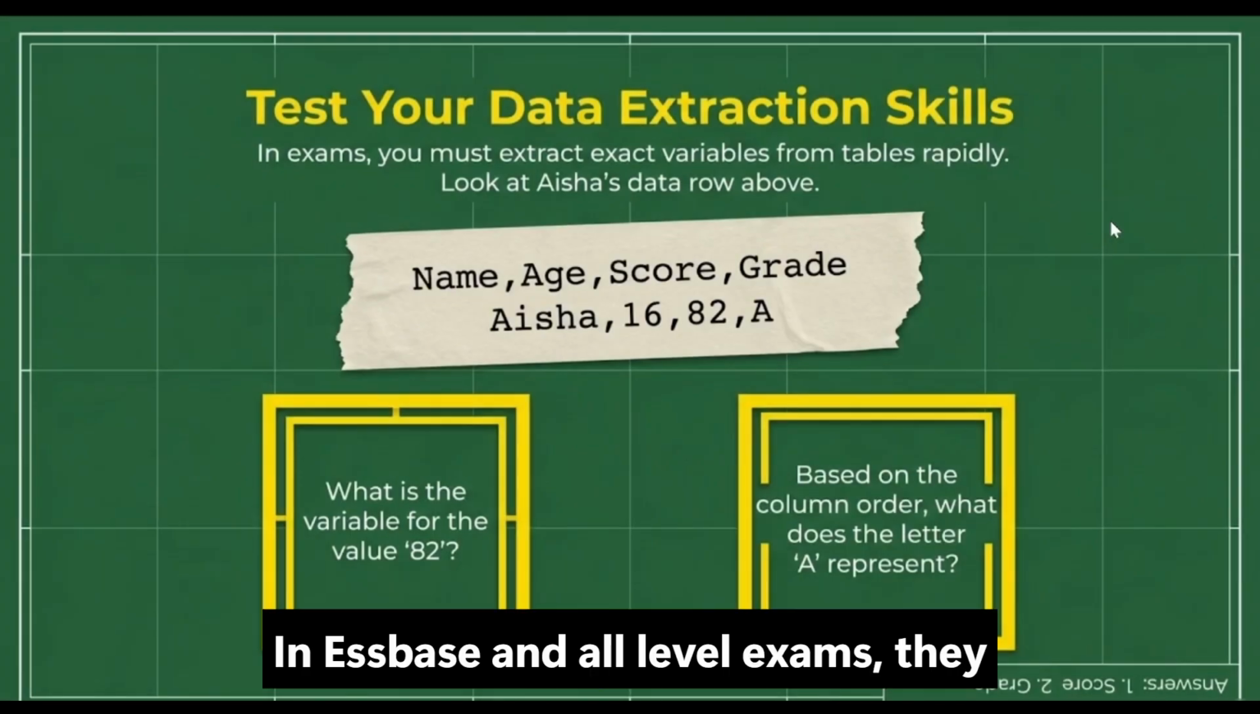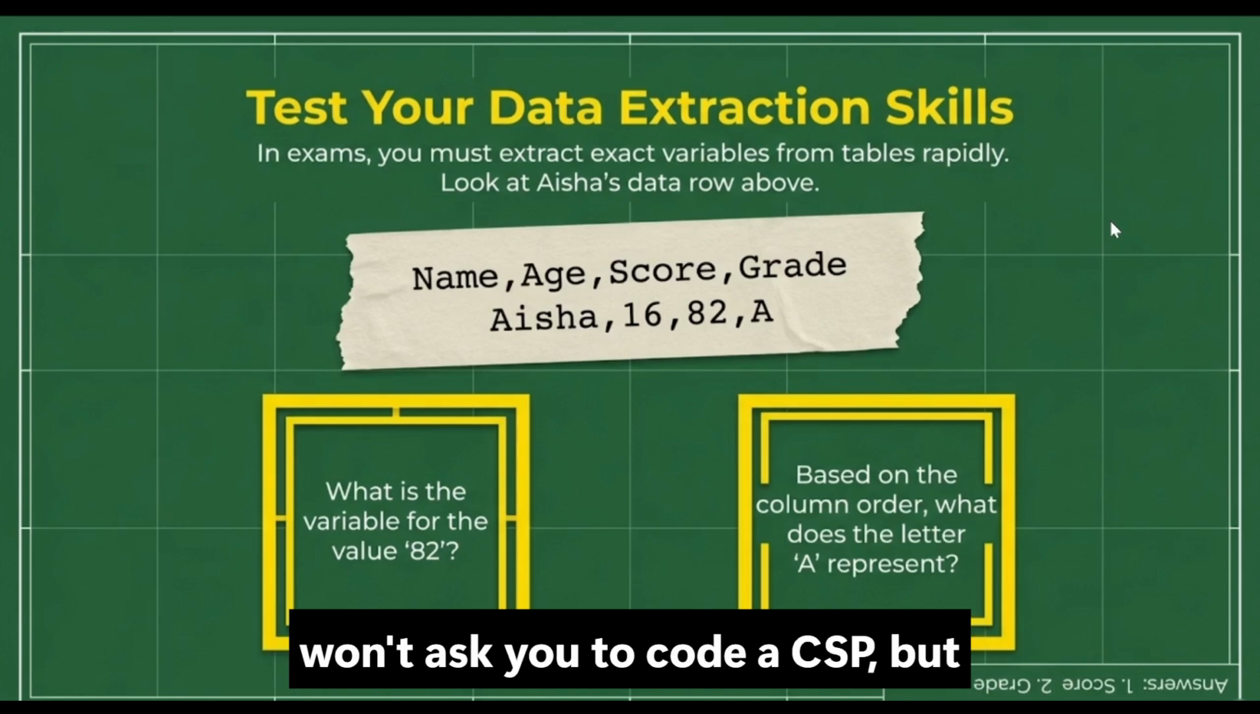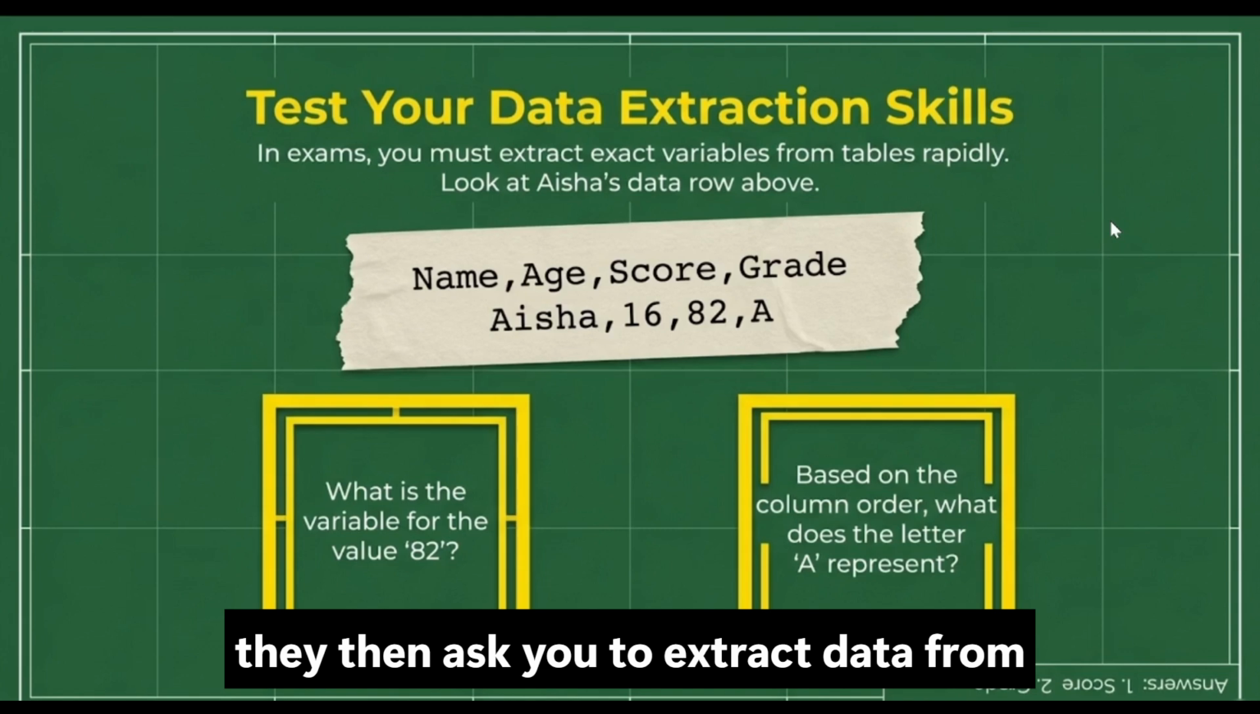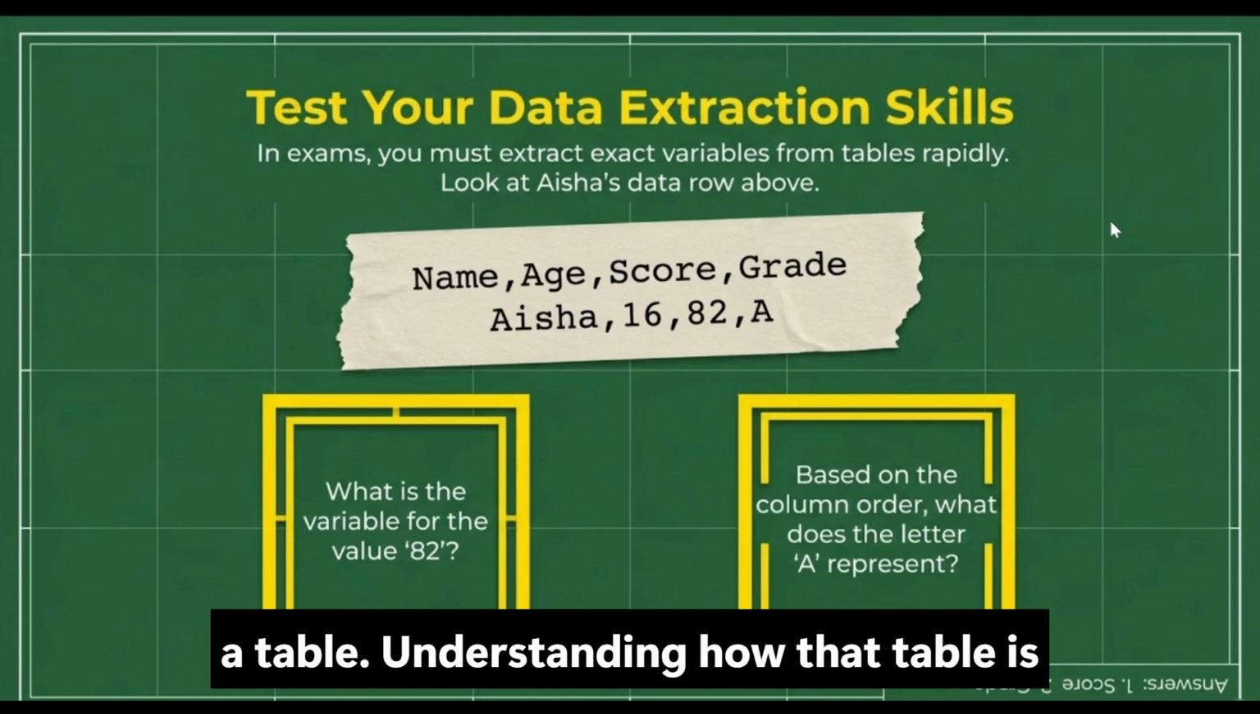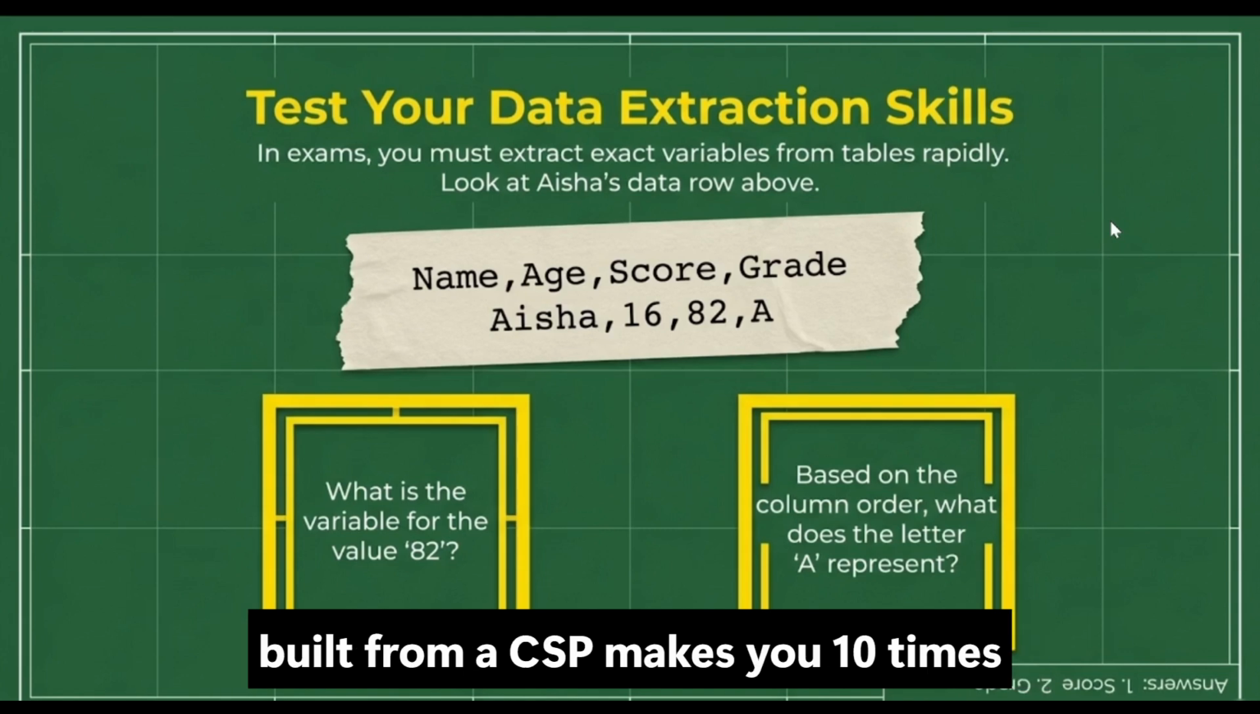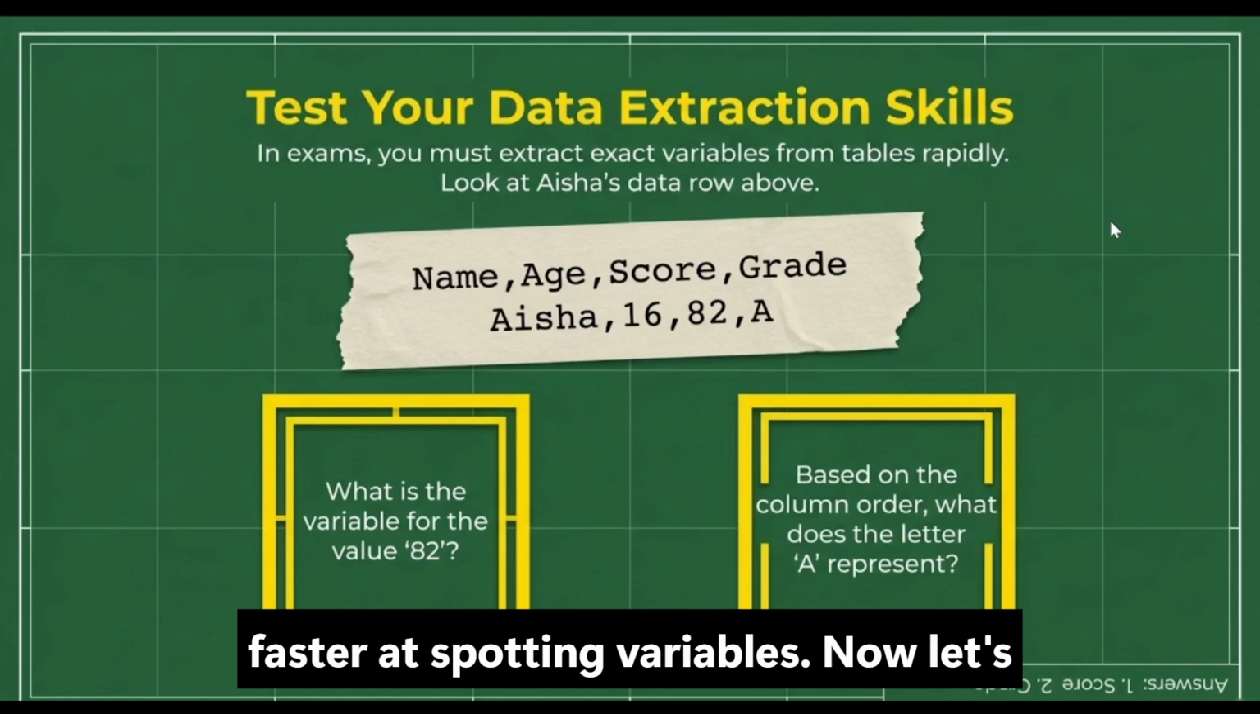In FBISE and O-level exams, they won't ask you to code a CSV, but they will ask you to extract data from a table. Understanding how that table is built from a CSV makes you 10 times faster at spotting variables.